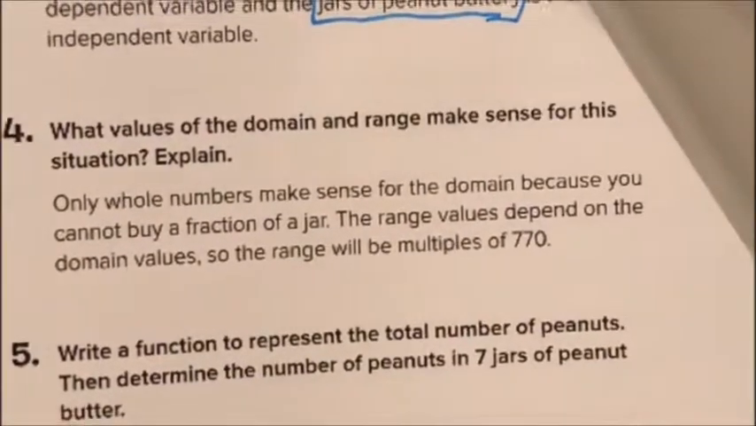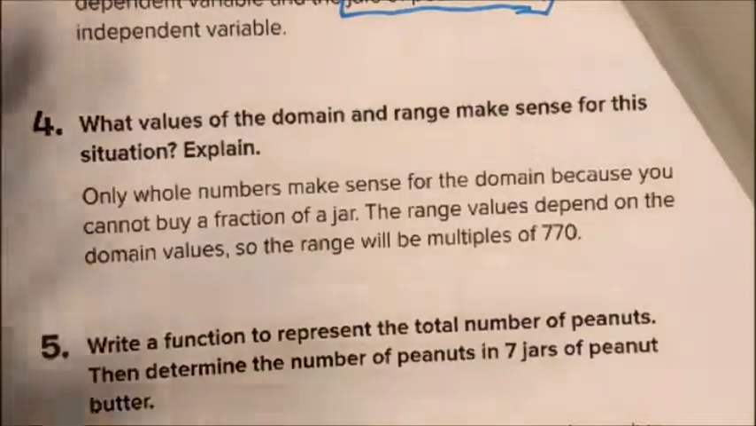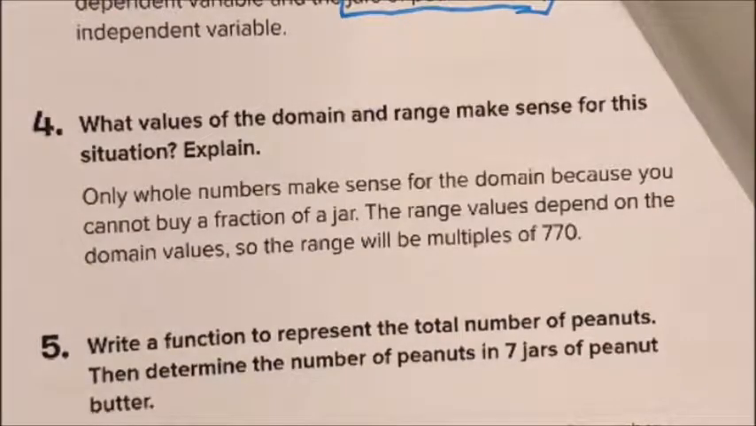Number 4 says, what values of the domain and range make sense for this situation? We're referring to the peanut butter situation. Explain. Only whole numbers make sense for the domain because you cannot buy a fraction of a jar. Makes sense. And the range values depend on the domain values, so the range will be multiples of 770. They're multiples of 770 because if we go back to the original problem, they said there were approximately 770 peanuts in a jar.